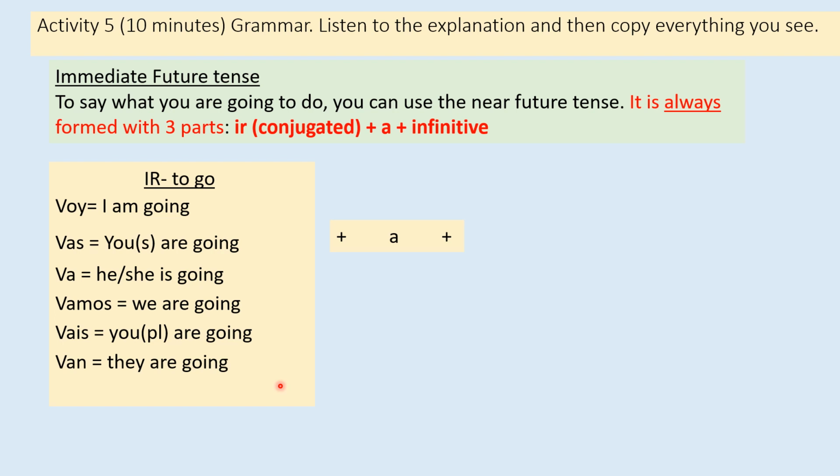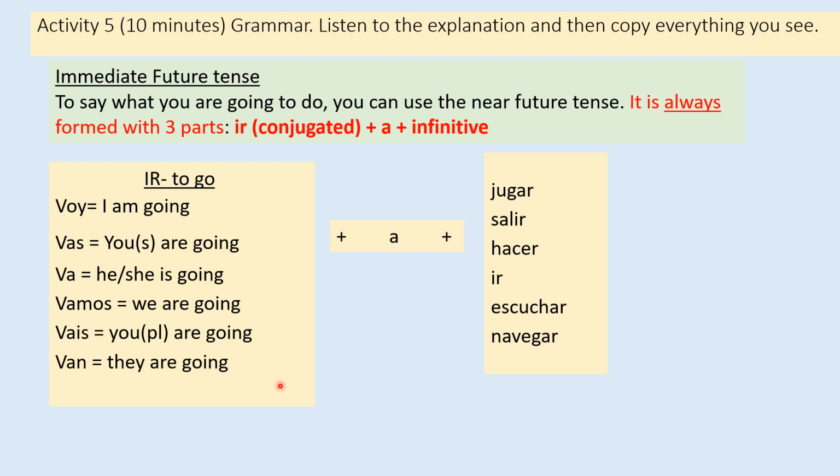And of course, we're not talking about where we're going. We're talking about the actions we're going to do in the future. So to give meaning to our sentence, to tell the person we're talking to which action or free time activity we're going to do, we now need to add the infinitive. So, jugar, for example, salir, hacer, ir, escuchar, navegar.